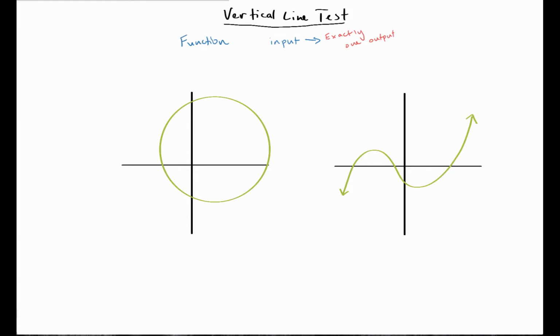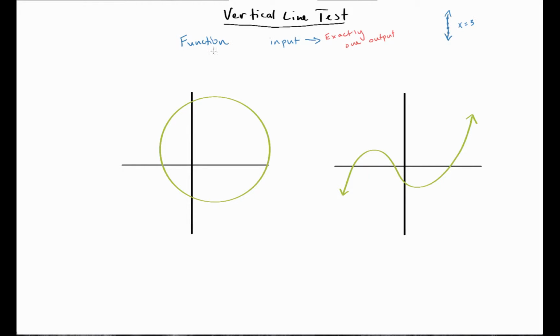So what we're going to do is effectively pick an input and see if it has more than one output. Now, that might seem a little tedious, except for the fact that if we look at a vertical line, the x value never changes. If I draw a vertical line anywhere, I will have something like x equals 3, right? I'm not moving to the right or left.